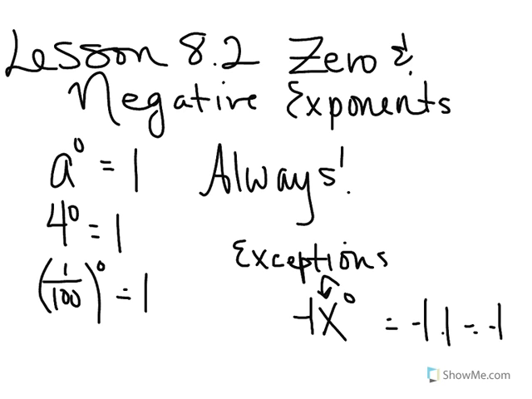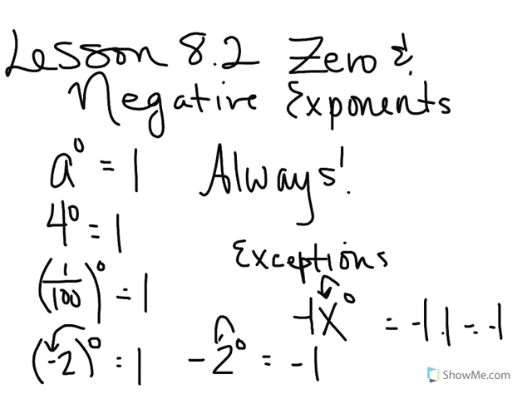Additionally, if you had negative 2, but it was in parentheses and it was raised to the 0 power, in that case, the 0 power is applied to the negative with the 2, so it would be a positive 1. But if you had negative 2 to the 0 power without parentheses, that would simply be negative 1. Because like I said before, the 0 is only applied to the 2.